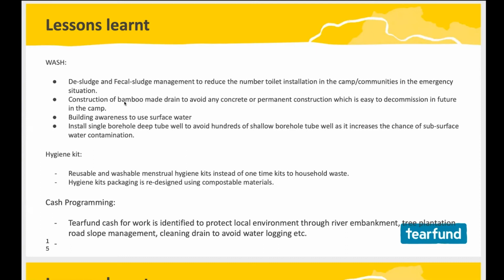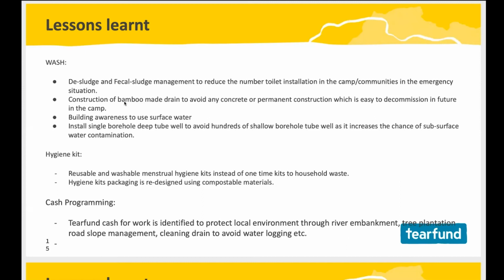Why? Because the water level is already very low. Half of the tube wells are not working. So we are right now encouraging the community to please use surface water, available natural water, so that it doesn't hamper the groundwater, because the groundwater is already down. Instead of building too many tube wells, we are encouraging one tube well with a pipeline supply, because building too many tube wells carries a high risk of contamination.